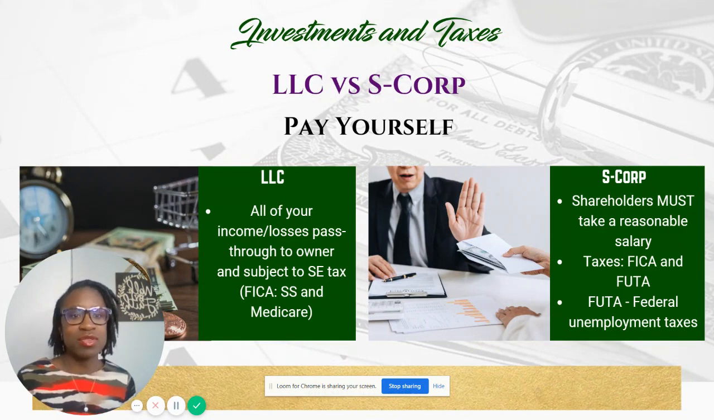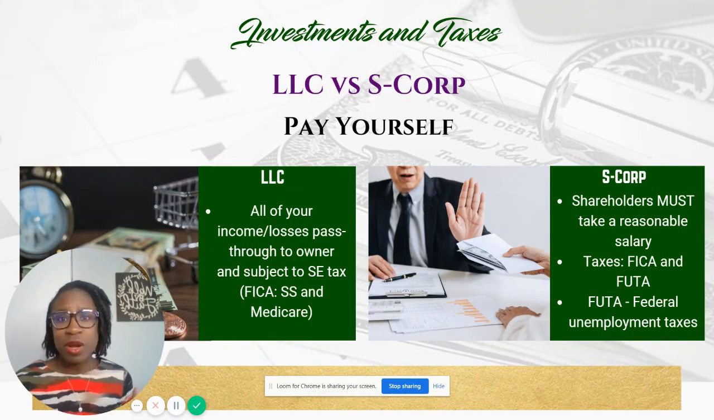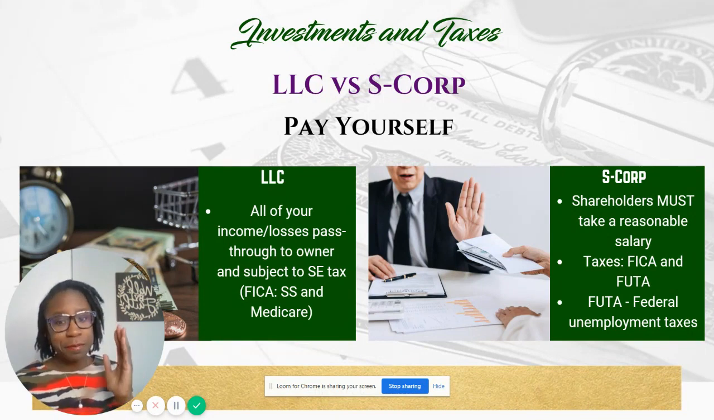Now the flip side is an S-Corp. When you decide to elect yourself as an S-Corp and get taxed as an S-Corp, the shareholders of said S-Corp have to pay themselves what's called a reasonable salary, and this reasonable compensation is going to be paid exactly the same way as if you were employed somewhere else, at XYZ company, and they paid you as a W-2 employee. You're going to have to take that reasonable salary, and that salary is going to include the same FICA taxes, but it's also going to include FUTA taxes, the federal unemployment taxes.